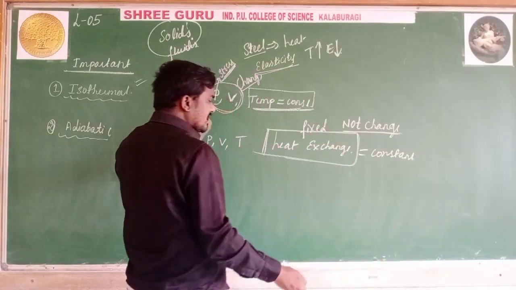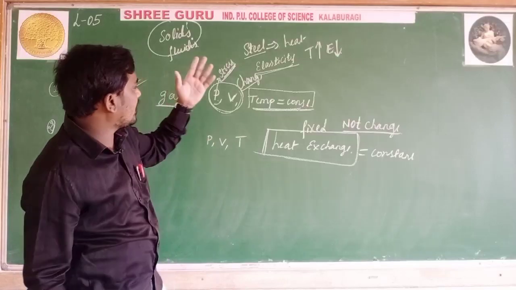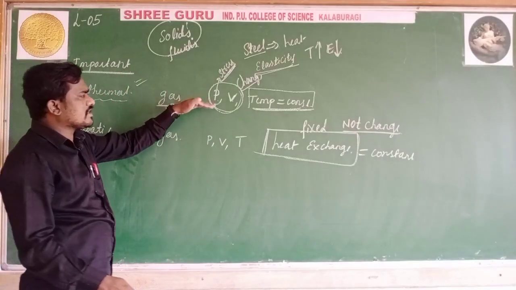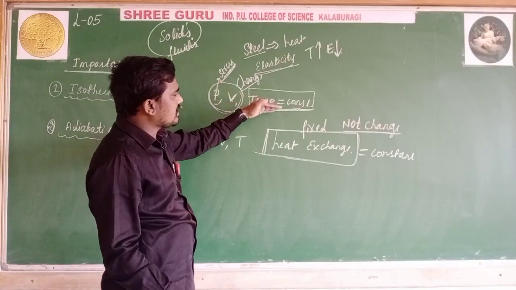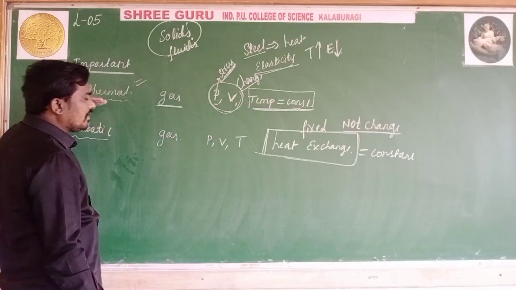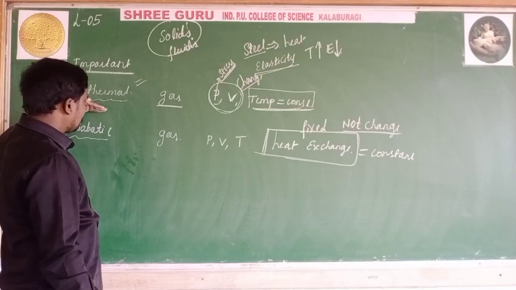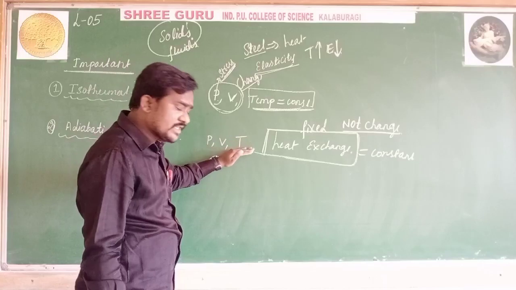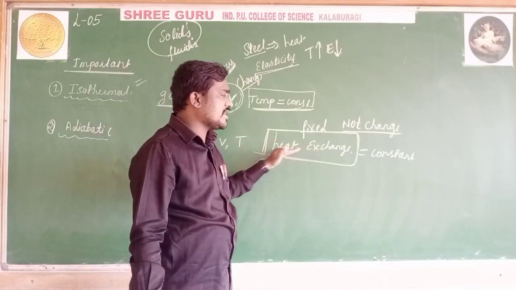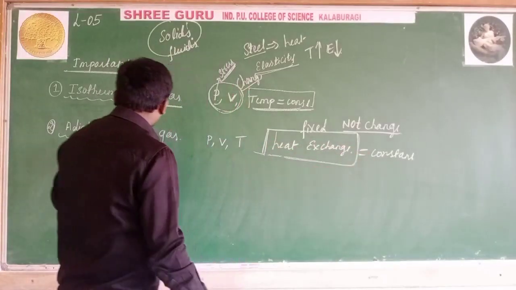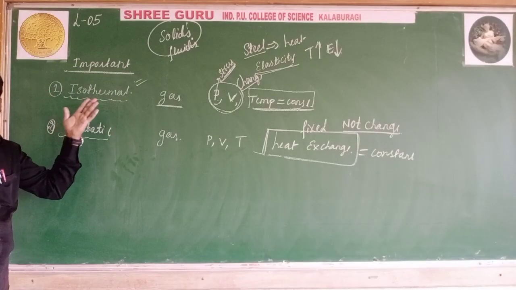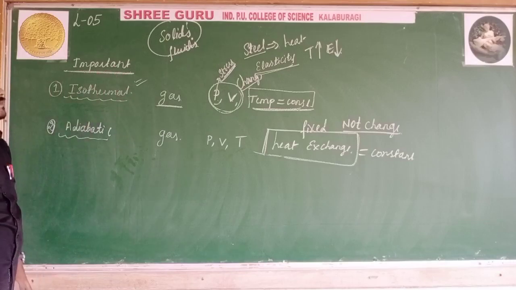These things we'll discuss in detail in the thermodynamics chapters. In some of the numericals they mention variation of pressure and volume while temperature is constant. That type of elasticity we call an isothermal process. If the pressure changes, volume changes and temperature also changes, but the heat exchange is constant, that type of elasticity is called adiabatic elasticity. Keep these important points in mind.